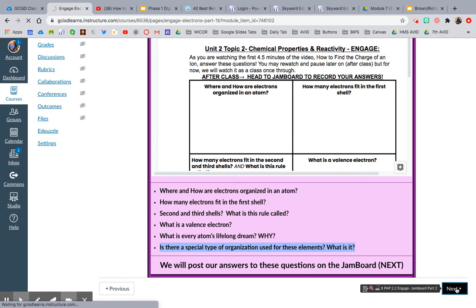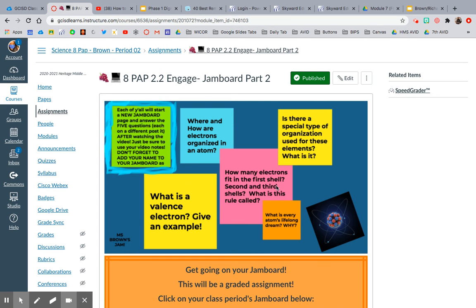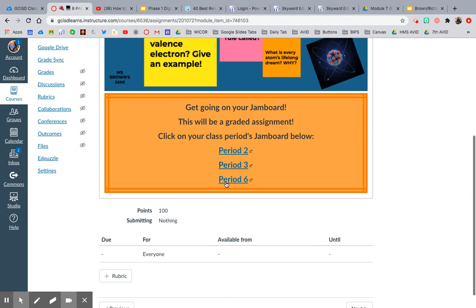When you're done, I want you guys to share out your answers to those questions and see what other people put. So you're going to get going on this Jamboard. This is just a picture of my first page to show the class what the Jamboard looked like. Then you are going to pick period 2, 3, or 6 based off of what class you're in, and then you're going to add your own Jamboard page. Sometimes we share a Jamboard page, but for this instance, I want y'all to add your own. You can copy my page and paste it. I don't know, we'll see.